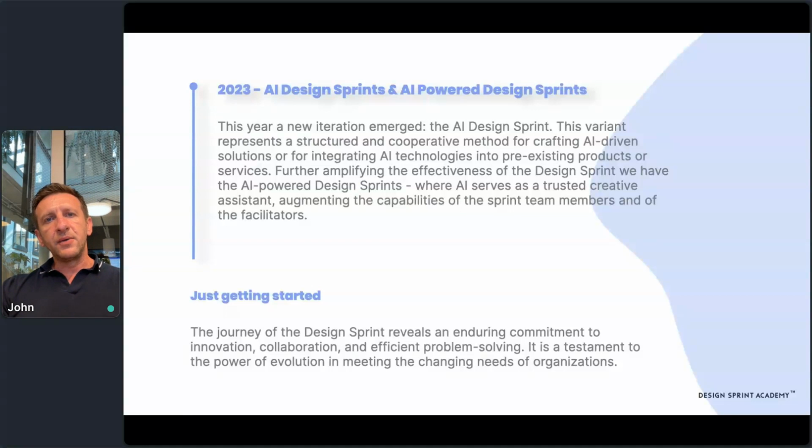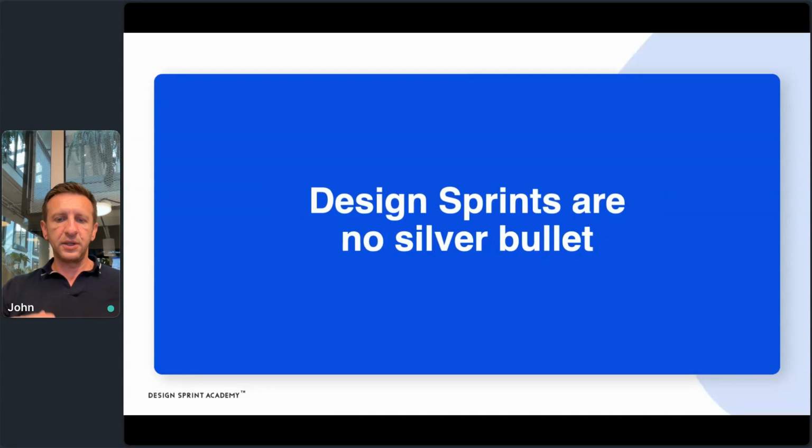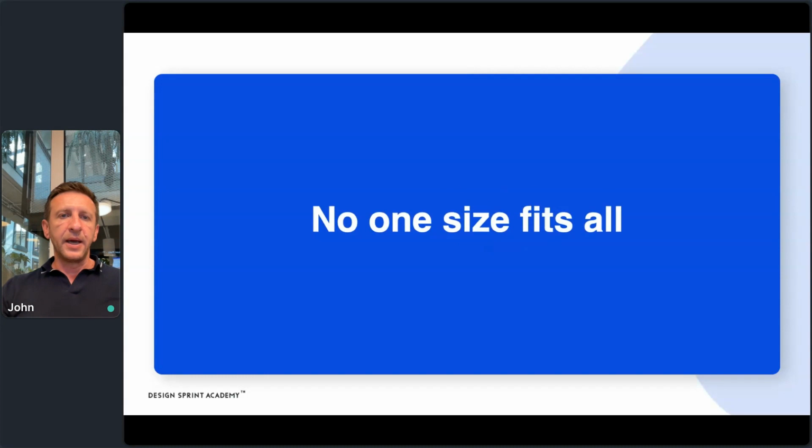So the question that we can ask is, why did design sprints need to evolve? What was something wrong with the original process? Why didn't it work as initially written? And I'm not saying there's anything wrong with the original process. It's just that you have different use cases, and design sprints are no silver bullet by any means, and no one size fits all. I'm just going to talk about a few differences or challenges that made us think, okay, how can we improve or evolve this process?